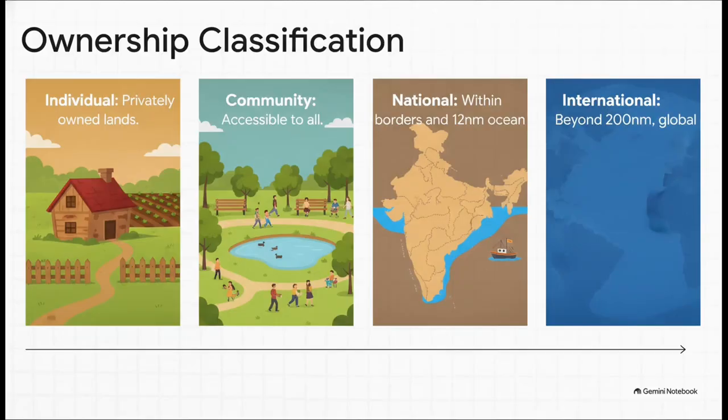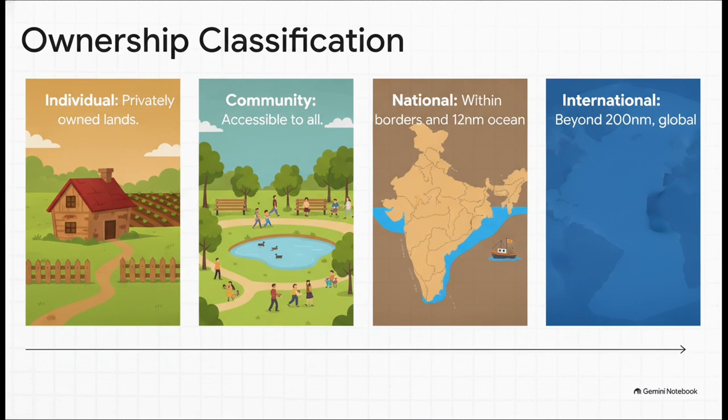All right, let's talk about ownership. This goes from your own backyard all the way out into the open ocean. Individual resources are privately owned, like a farmer's plot of land. Then you have community resources, accessible to everyone in an area, like a village pond or a public park.